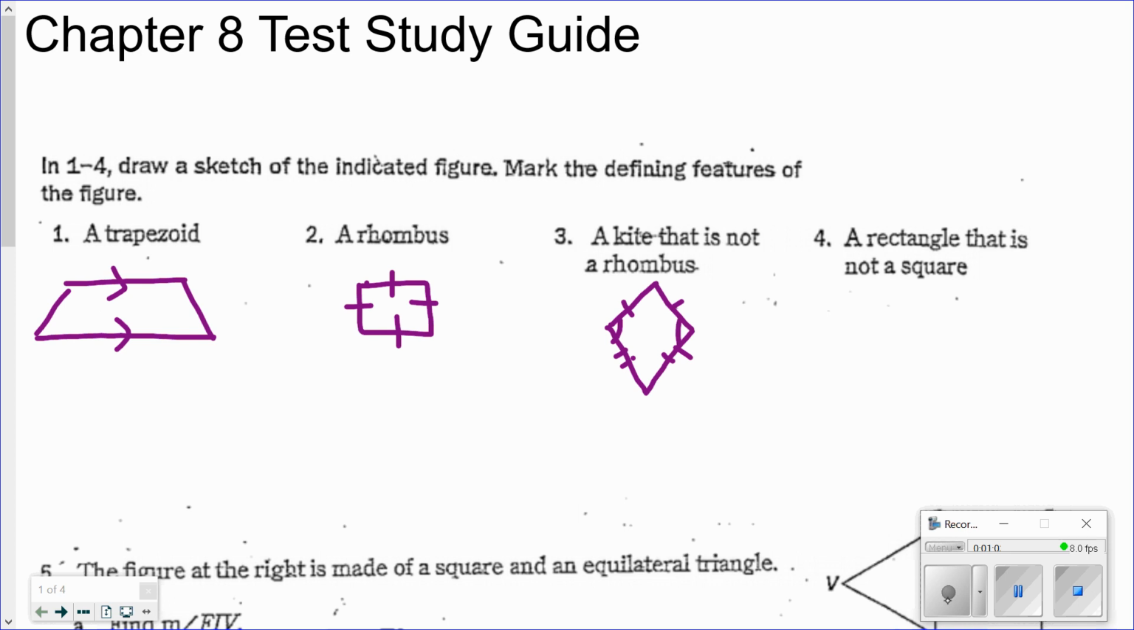Number 3, we want to draw a kite. So here's our diagram of a kite. And just remember that the consecutive sides are congruent and they have one pair of opposite angles that are congruent. Number 4, a rectangle that is not a square. So by definition, we just need to make sure we have 4 right angles. And since this is not a square, I need to make sure that I don't have 4 congruent sides, so we know in a rectangle that the opposite sides are congruent.